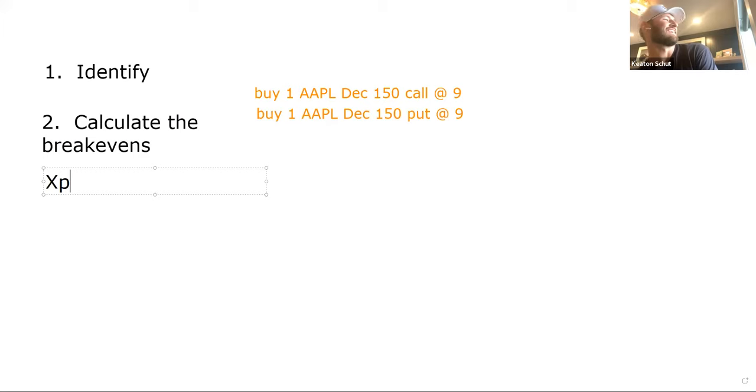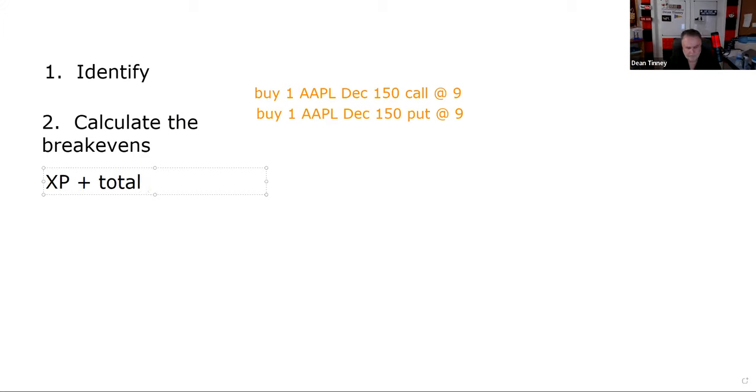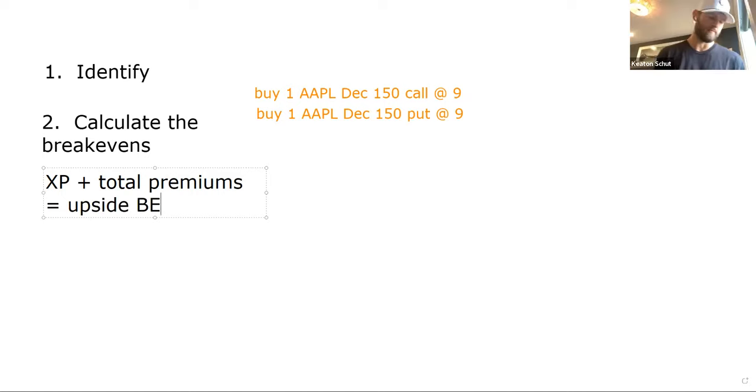We're going to do that by taking the strike price plus the total premiums, and that's going to give us our upside breakeven. We got two. So you add them both. It wouldn't just be the call premium up and the put premium down. You'd add both.